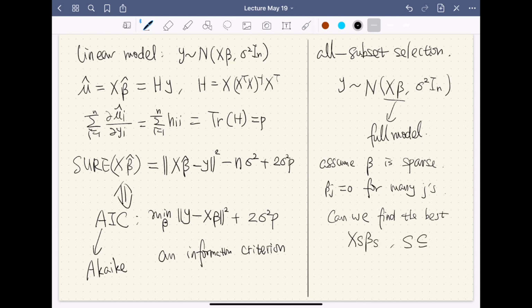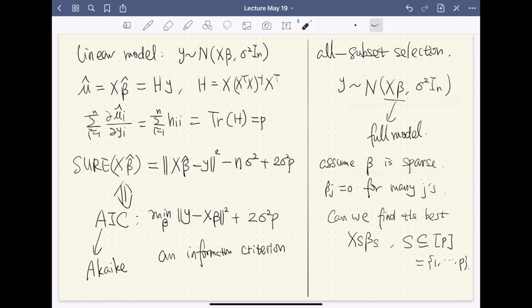For some subset of P, okay? Here I use this notation for the integer set 1 to P, right? So here's the setting. We have a full model, but we know that many of the beta are 0.